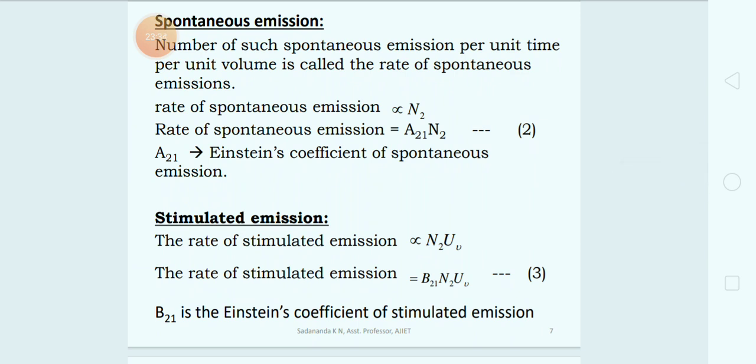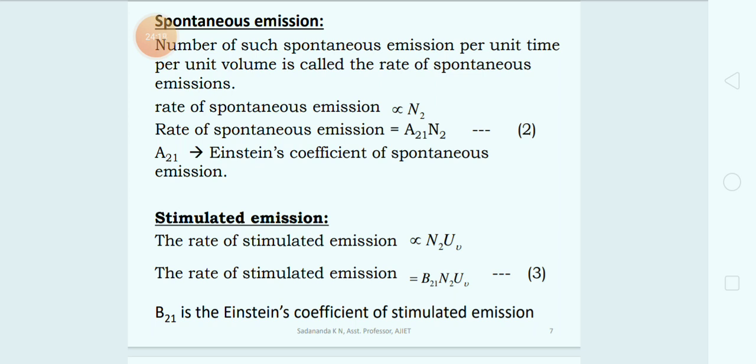Spontaneous emission. You know that spontaneous emission is the voluntary transition of an atom from a higher energy state to the lower energy state. That process is nothing but spontaneous emission. Now the number of such spontaneous emissions per unit time, per unit volume is called the rate of spontaneous emission. And this rate of spontaneous emission depends only on the number density in the higher energy state, that is the E2 state. Therefore, it depends on N2.